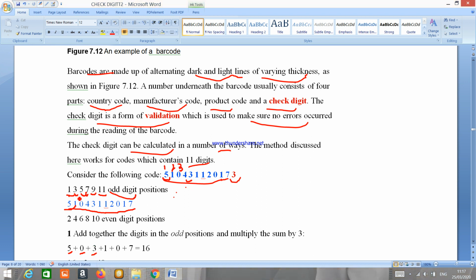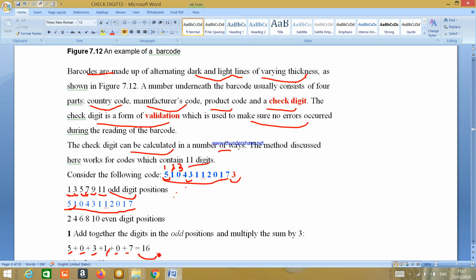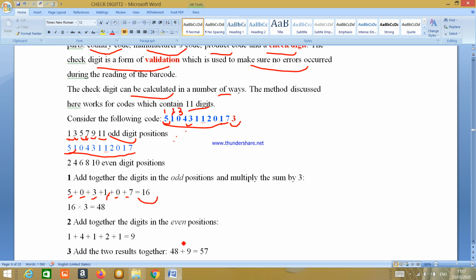So what we are doing: positions 1, 3, 5, 7, 9, and 11, the digits, we are adding them together. So we get a total of 16. Now, in this case, it's different. We are taking the odd positions, the total, and we multiply the odd position by 3. We get 48.